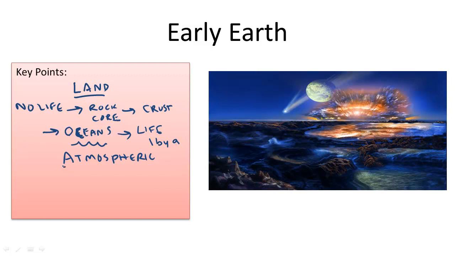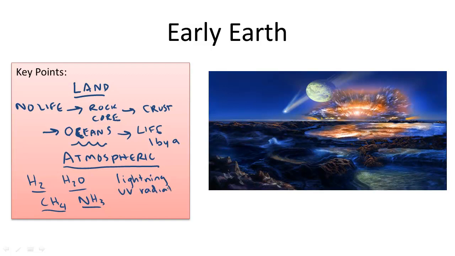Back then, atmospheric conditions were very different. It's important to remember that the atmosphere was composed of essentially 4 molecules: water, hydrogen, methane, and ammonia. Also, the climate was extremely different. There was a great deal of lightning, UV radiation, and there was little or no oxygen. These conditions helped us understand, potentially, or at least develop theories about how the first organic molecules were created. We'll talk about that in another video.